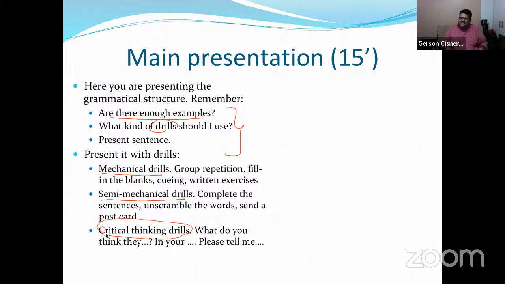Let's continue with the same example. We're talking about hobbies and habits, present perfect, right? We asked for the timelines. Paola was listening to an English song, and Kislev was exercising, right? So then you start presenting the structure.